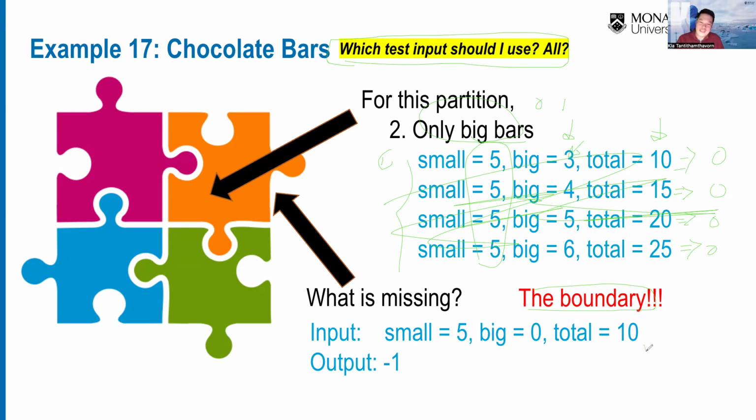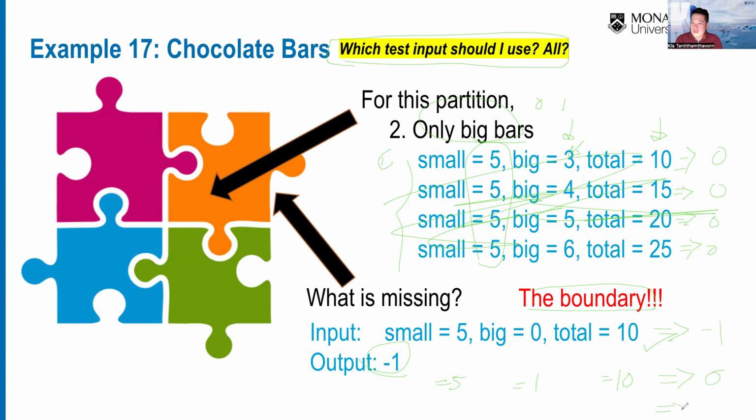What about we test this one? That looks better, right? Big 0, and then we want 10. What should it return? -1. We cannot make the chocolate bar. What about another boundary value? We have small equal 5, big equal 1, and the total, let's say 10. The first one here returns -1, and this one returns 0.